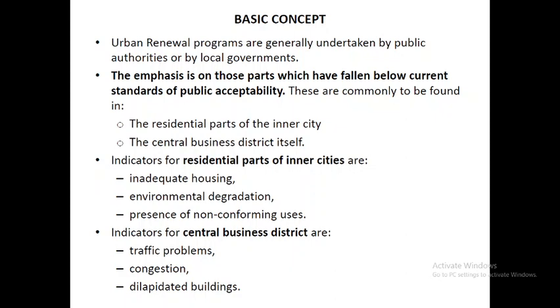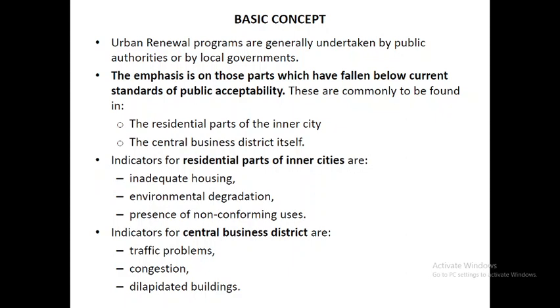So, urban renewal basically can be conceptualized in three or four points. The first point is it is undertaken by the public authorities, in two places: the residential parts of the city and the central business districts. The residential parts of the city, the inner cities, include inadequate housing, environmental degradation, and non-conforming uses. What is the point in having a huge vegetable market next to your house and you are unable to even bring your car and get down in front of your house? So, non-conforming land uses.